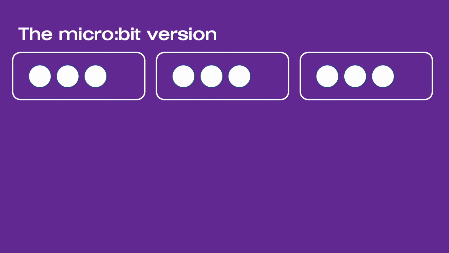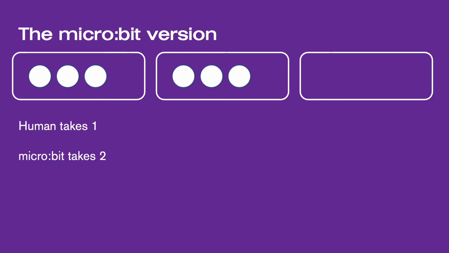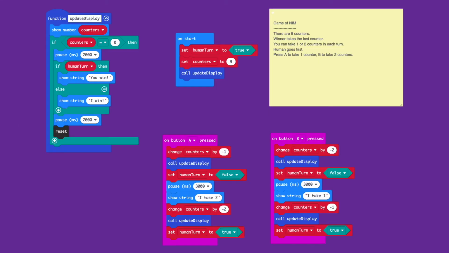Remember, in a pair of turns we need to make sure the human and machine have taken 3 counters between them. Each time, if the human takes 1 counter, our program will take 2. If they take 2 counters, the program will take 1. As there are only 2 choices at each turn, we can hard code this into blocks that follow each button press: A for 1 counter, B for 2. Here we use a function to update the display and check if the game's over.